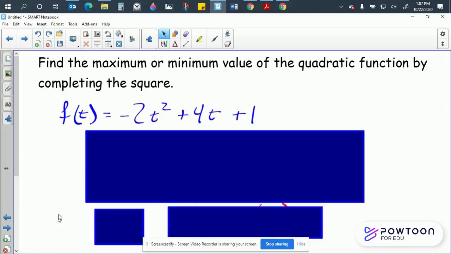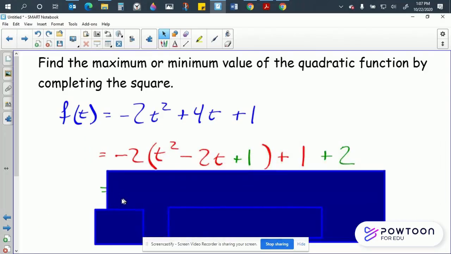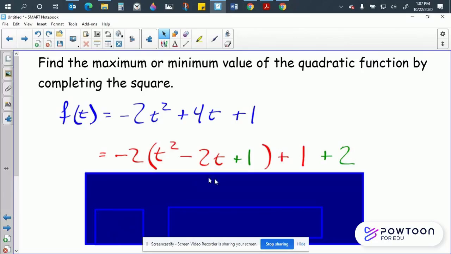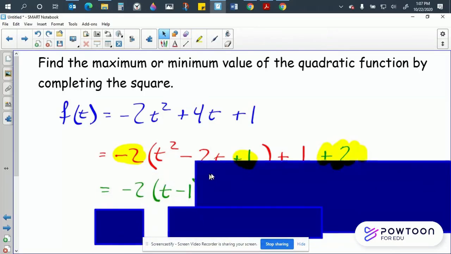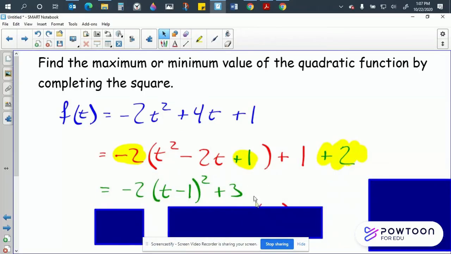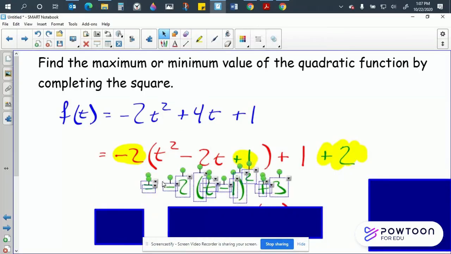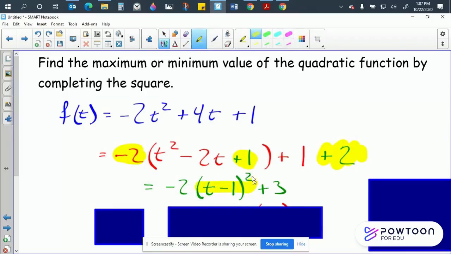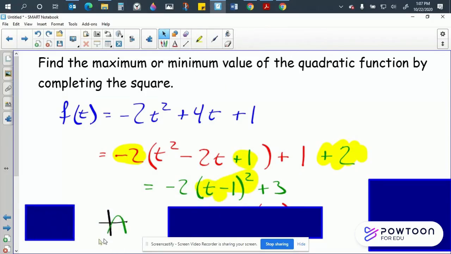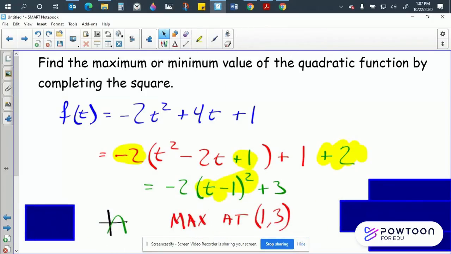Now for another completing the square problem. For this one, I'm going to pull out the -2. And then we can add a +1 here to complete the square. But that means I added a -2, so I have to add 2 on the end of my equation. And then I can factor out the perfect square here. Oops, not on highlighter anymore. And once again, since this parabola is upside down, my vertex of (1, 3) is a maximum.